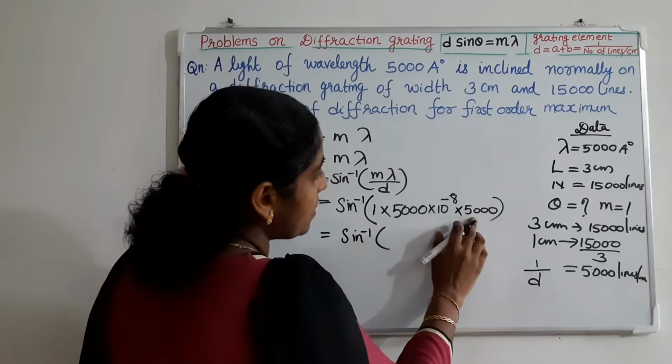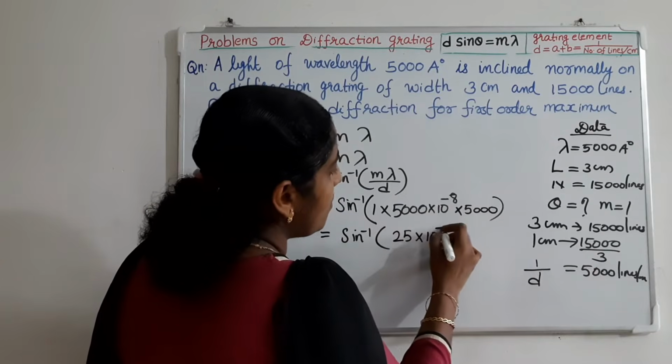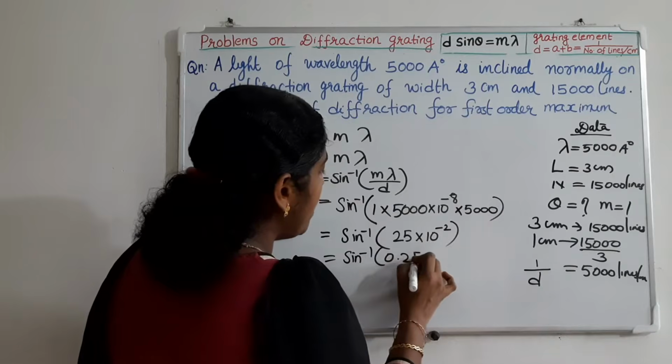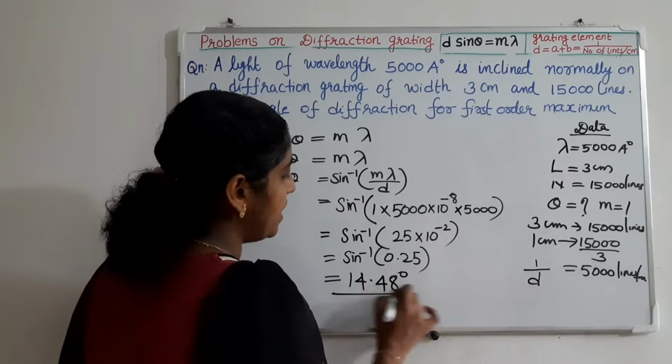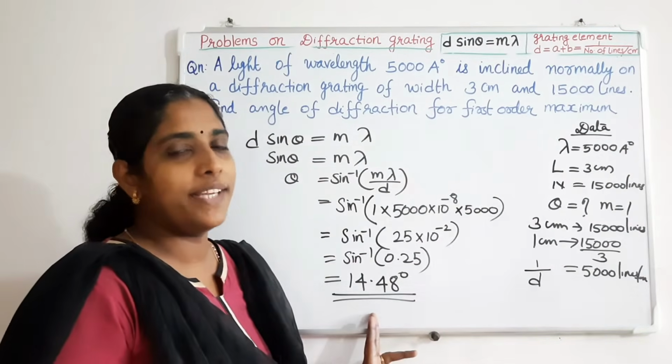That is sine inverse of 5000 into 5000, that is 25 into 10 raised to minus 2, that is sine inverse 0.25. On taking the sine inverse, we will get it as 14.48 degree. So the angle of diffraction for first order maximum is 14.48 degree.